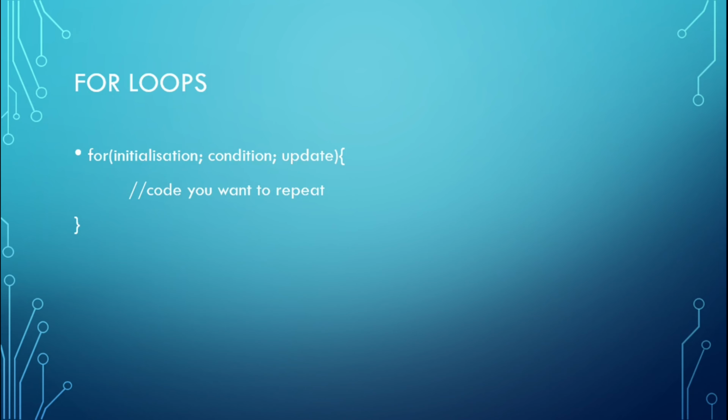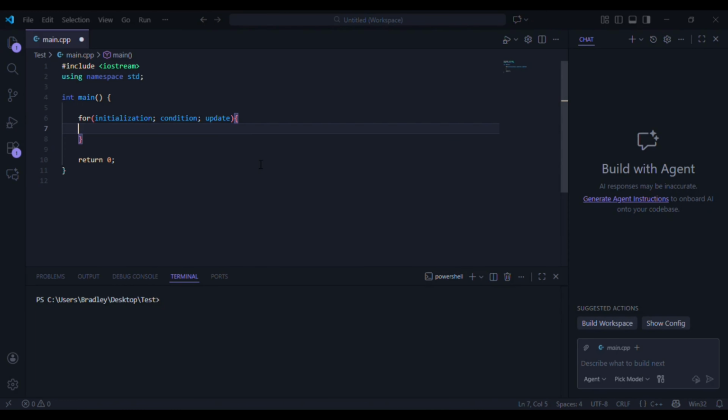A for loop allows you to run a block of code repeatedly while controlling where the loop starts, how long it runs, how it moves from one step to the next, and it's ideal when you know exactly how many times you want something to repeat. So, the basic structure of a for loop in C++ is an initialization, a condition, and an update. Let's break this down clearly.